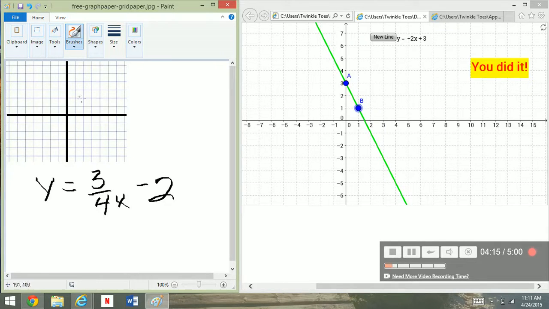So draw your first point at -2. Our slope is 3/4, so I'm going to move up 3 and to the right 4. That's where your second point will go. From this point, draw a line. And you've drawn the line of the equation y equals 3/4 x minus 2. I would draw your arrows on the end of your line.